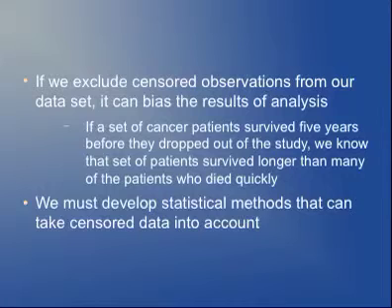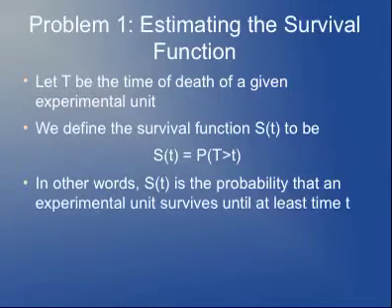So simply excluding the observations with missing data isn't a good option. The best plan is to develop methods that can take the censored data into account. So there are several different questions that we may want to try to answer using survival data. I'll go through these one by one.